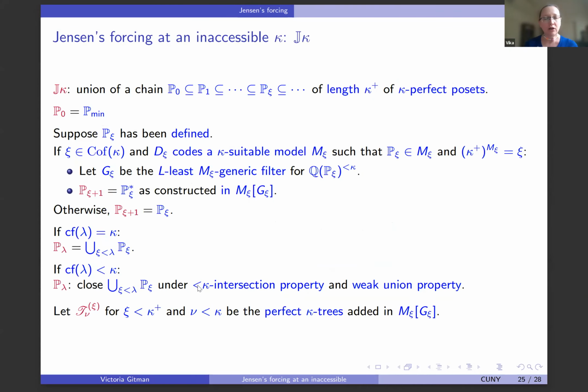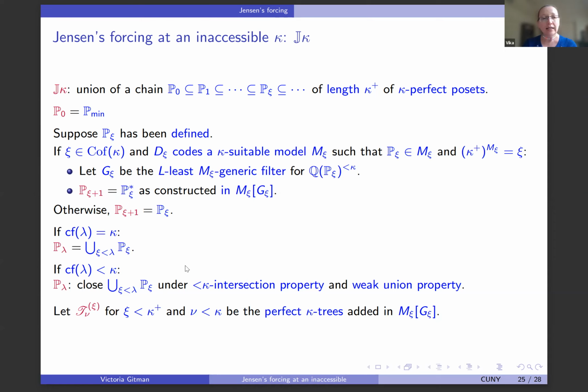Okay. All right, so here's our construction. So it basically proceeds as before with one exception. So we will build the generalized Jensen's forcing. It's a union of a chain of length kappa plus of kappa perfect posets. We start with P min at the bottom. At successor stages, we do exactly the same thing that we did in Jensen's forcing. At limit stages of cofinality kappa, we take unions.